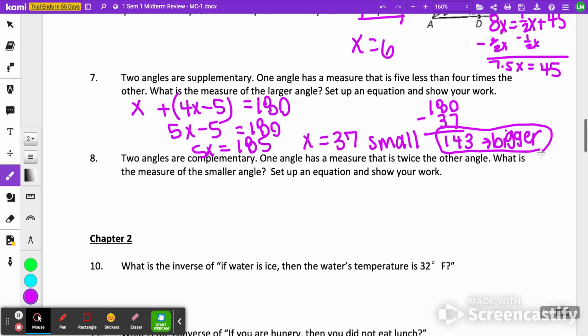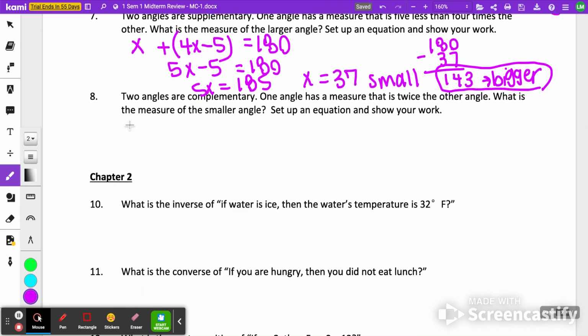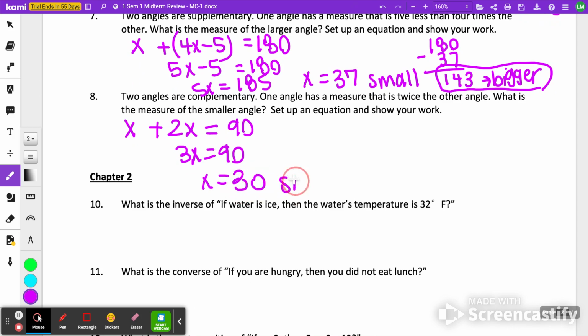Okay, two angles are complementary. One angle has a measure that is twice the other angle. So x plus 2x is equal to 90, or 3x equals 90, which means x is equal to 30. This one is the smaller angle, and that is what we wanted.